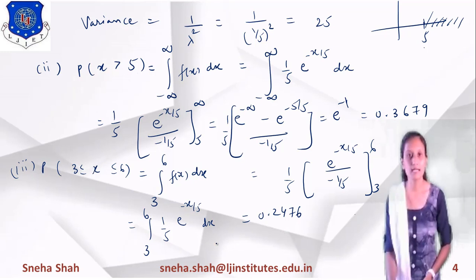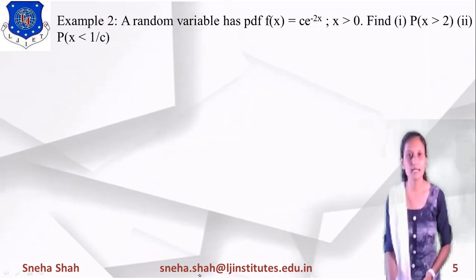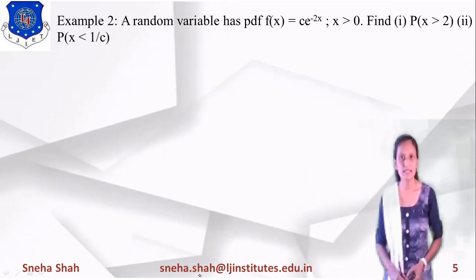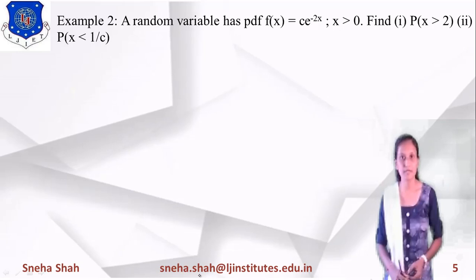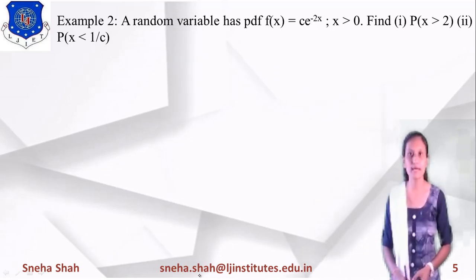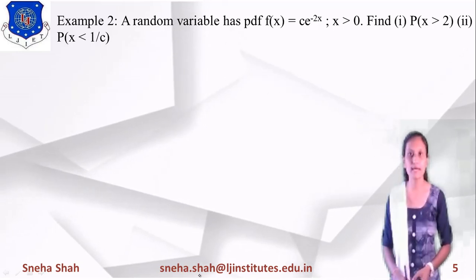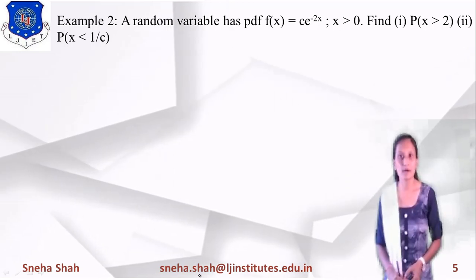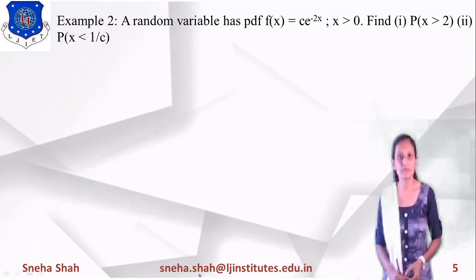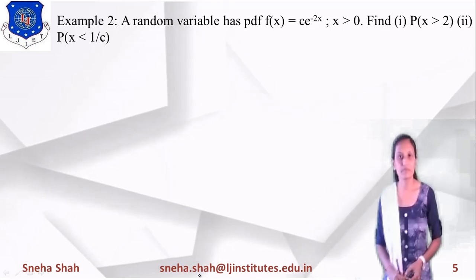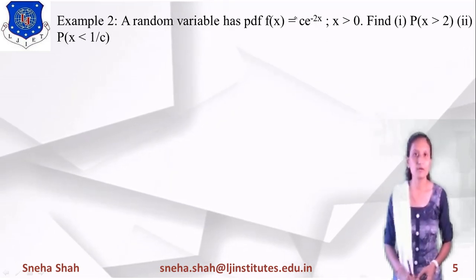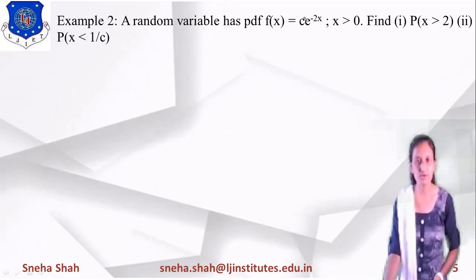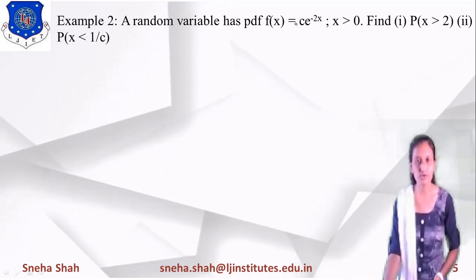Now the next example: a random variable has PDF f of x equals c into e raised to minus 2x, x is greater than 0. Find the probability of x is greater than 2 and the probability of x is less than 1 by c. To find these probabilities, you have been given this particular function, right? As you know, the value of c is not given to you. So first of all we have to find the value of c.